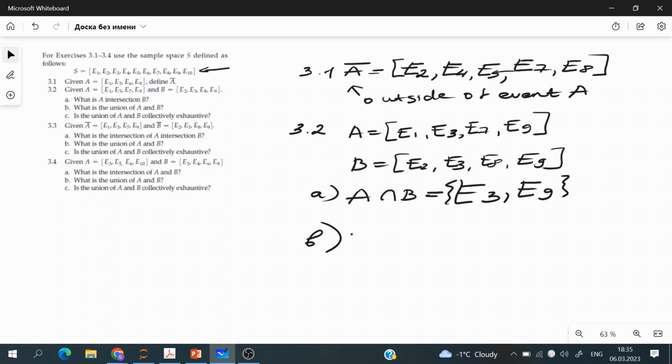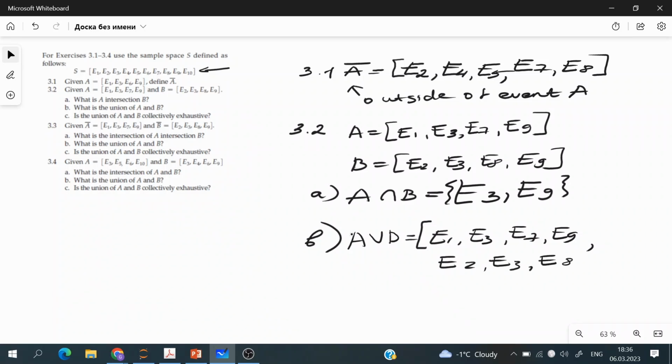Now, let's find what is the union of A and B. So we need to list everything in event A and everything in event B. So we can cross it out because it's a duplicate, right?